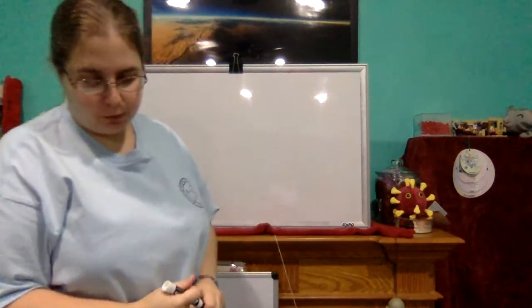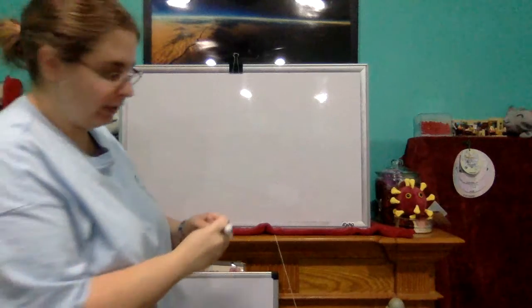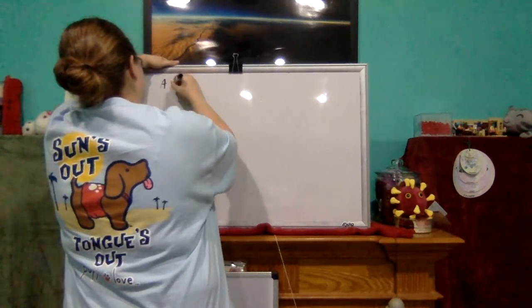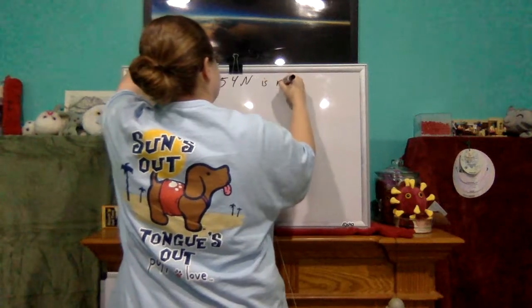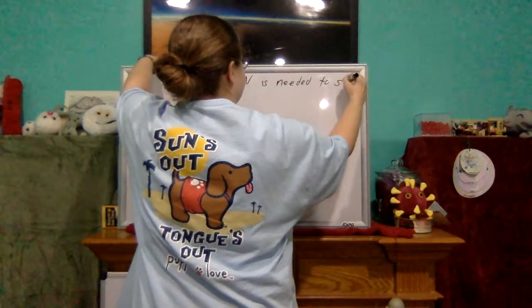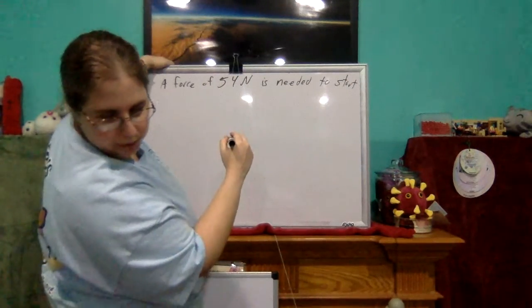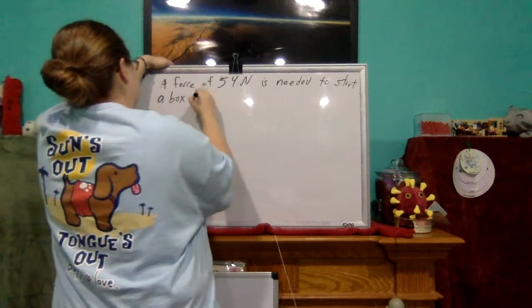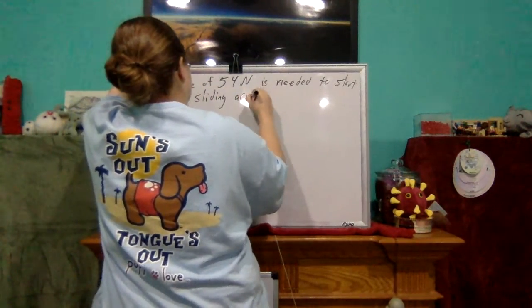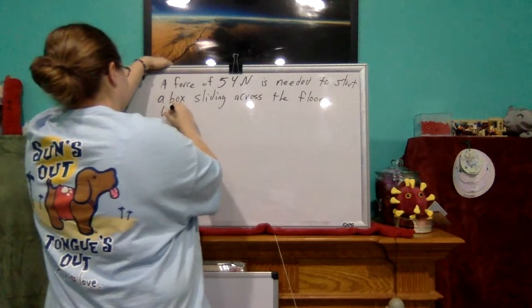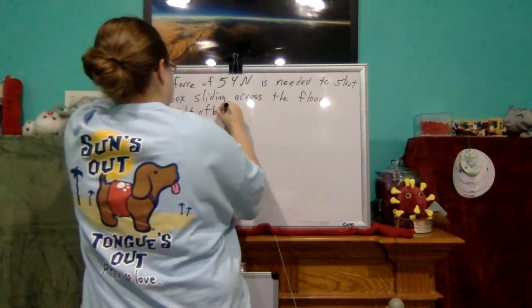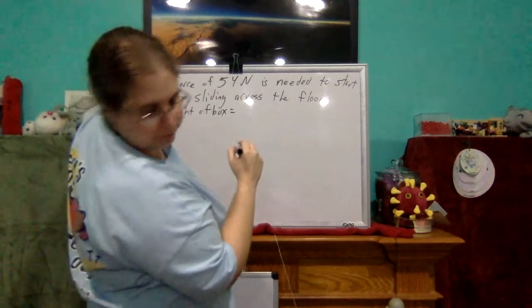So a force of 54 newtons is needed to start a box sliding across the floor. The weight of the box is 58 newtons.